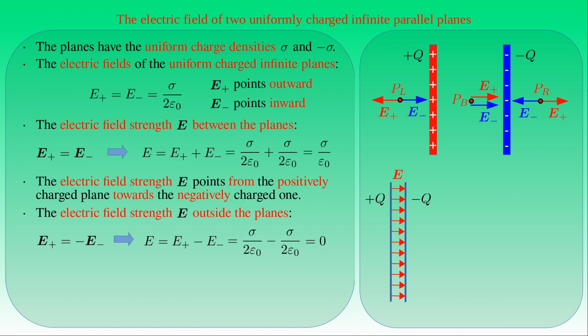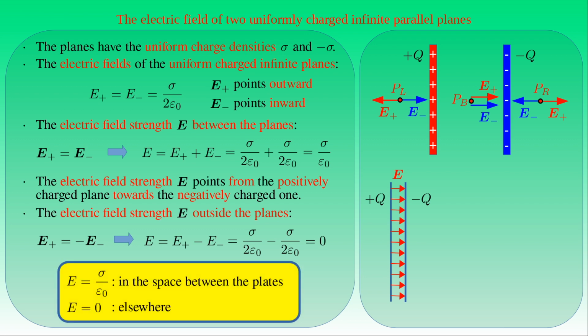Then we can conclude that the electric field E is uniform in the space between two parallel uniformly charged infinite planes with the same but opposite charges. Its magnitude is equal to the surface charge density sigma of the planes divided by epsilon naught, and the field points from the positively charged plane towards the negatively charged one. The electric field E is 0 everywhere else.